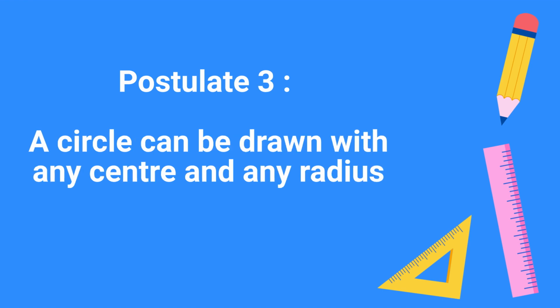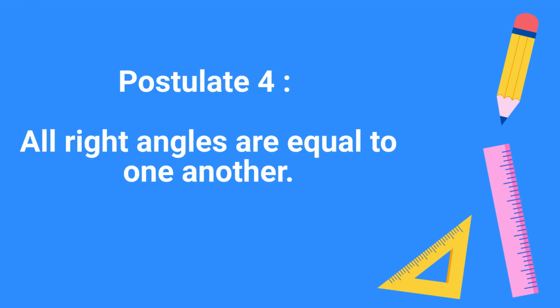Postulate number 3. A circle can be drawn with any center and any radius. You can take any center and any radius while drawing a circle. There's no hard and fast rule. Postulate number 4 says that all right angles are equal to one another. The most basic. All right angles are 90 and 90 is equal to 90.